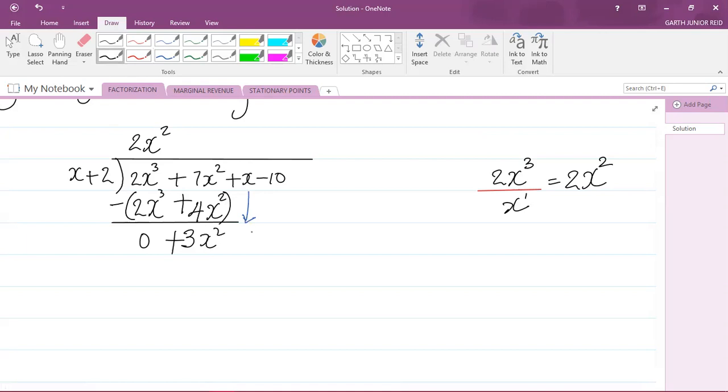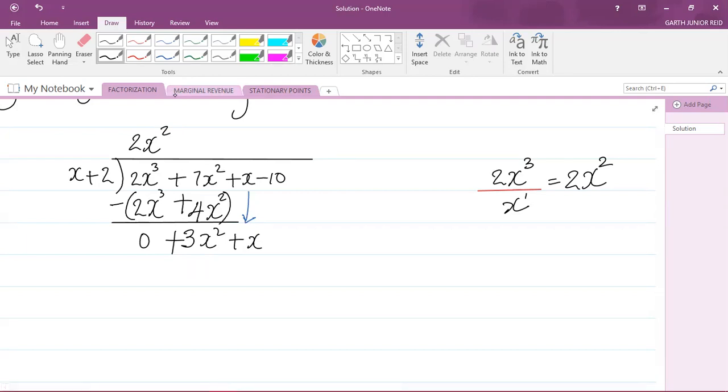If you remember your division from primary school, that's the same division that we're doing. So we have 3x squared plus x. I didn't have to write this 0, by the way, but I just wanted to make it clear that when you subtract, you get 0 here. So I have 3x squared plus x, and I'm going to do the same process again.